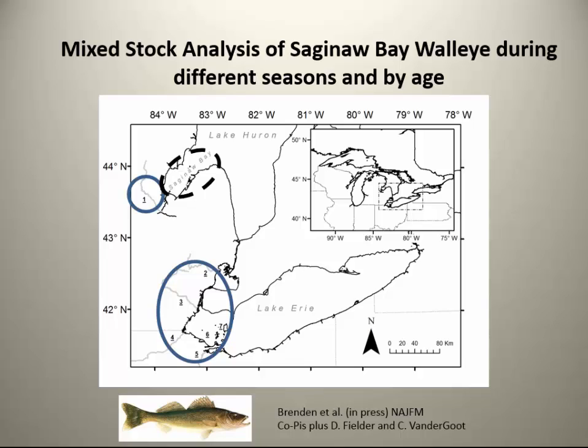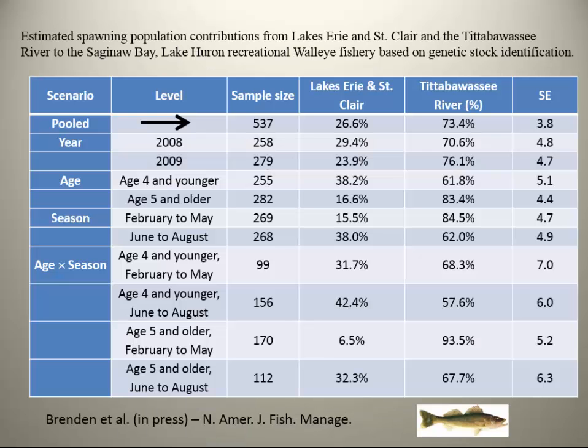We looked at different stocks, and these stocks here from the Clinton River, various stocks in rivers and reefs in western Lake Erie weren't genetically distinguishable, so we just looked at a Tittabawassee Saginaw River stock versus the stocks here, and we're interested in proportional contributions of fish of different lengths or ages and different strains. And this is what we saw. So here we have the different comparisons, our sample size, and the proportional contributions of Lake Erie, St. Clair, and Tittabawassee River, and the standard error associated with the Tittabawassee River estimates to the Saginaw Bay recreational open water fishery.